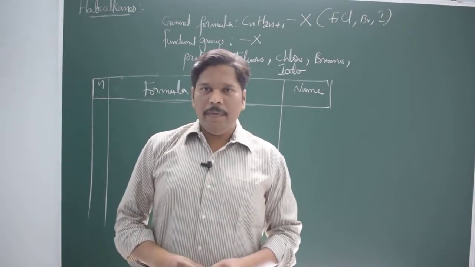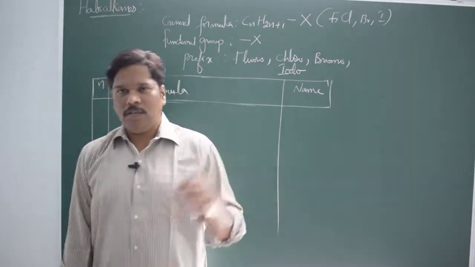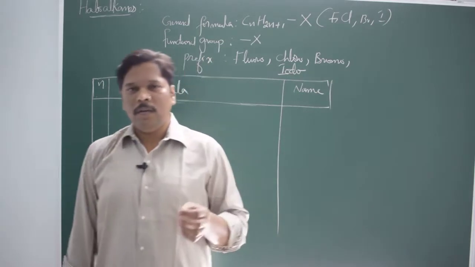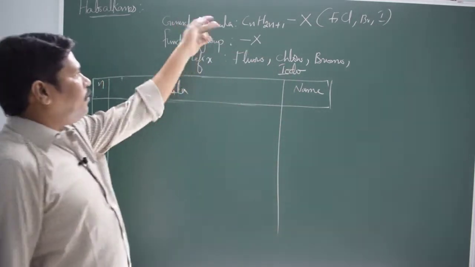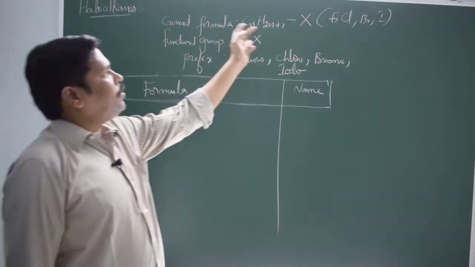So the next functional group is haloalkanes. So halogens are fluorine, chlorine, bromine and iodine. So we'll see the general formula of this. General formula of haloalkanes is CnH2n+1 X.